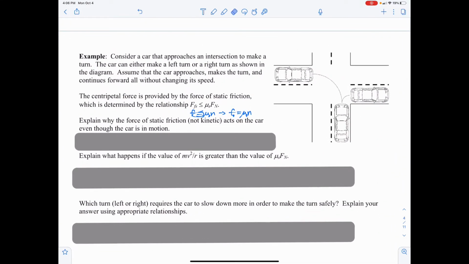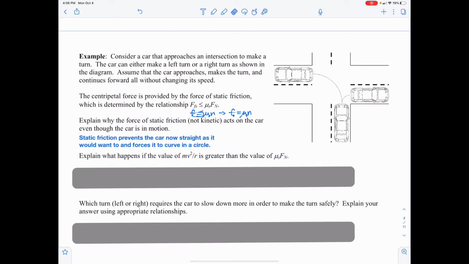Explain why the force of static friction, not kinetic friction, acts on the car even though the car is in motion. Well, static friction is what prevents skidding and sliding. And as you navigate the turn, you don't want to skid. You want to keep going in a circle. So static friction is going to keep you going in a circle and prevent you from skidding.